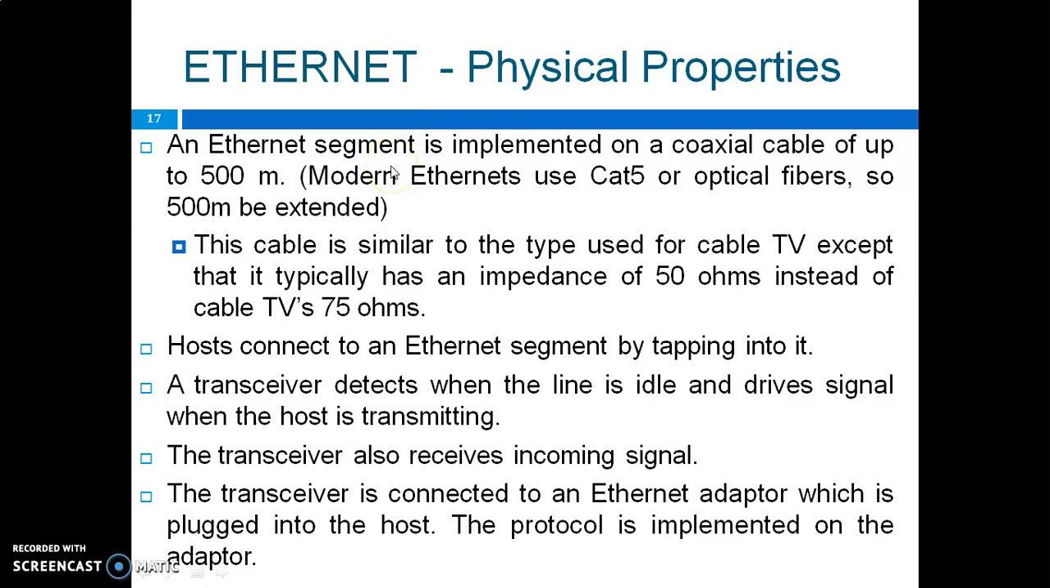We already know that this Ethernet segmentation is implemented on coaxial cable. This coaxial cable has some limitation: it supports up to 50 meters, right? The modern Ethernet is using Cat5 or optical fiber, so it is supported up to 500 meters. So this is the final extension. Initially coaxial cable was used for cabling, and after that optical fiber is used. This optical fiber limitation is 500 meters.